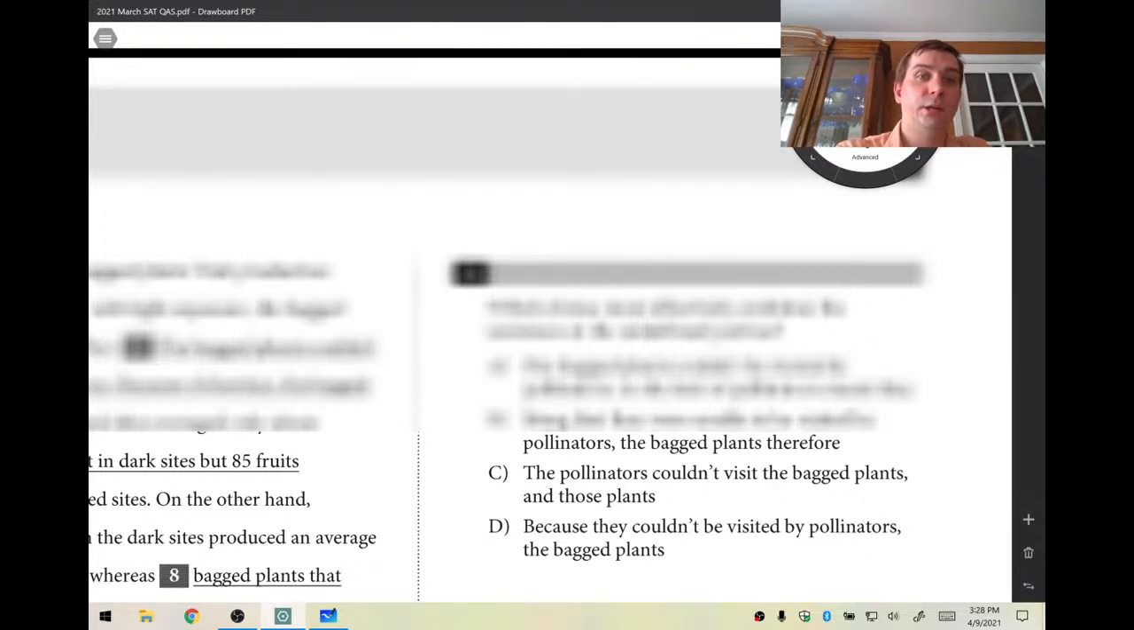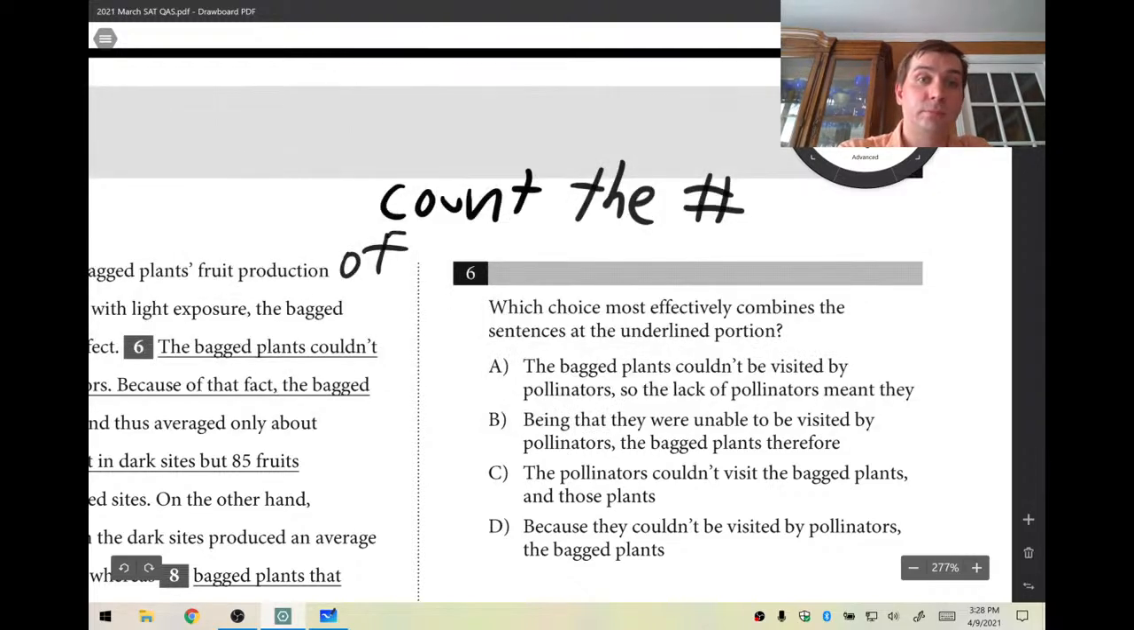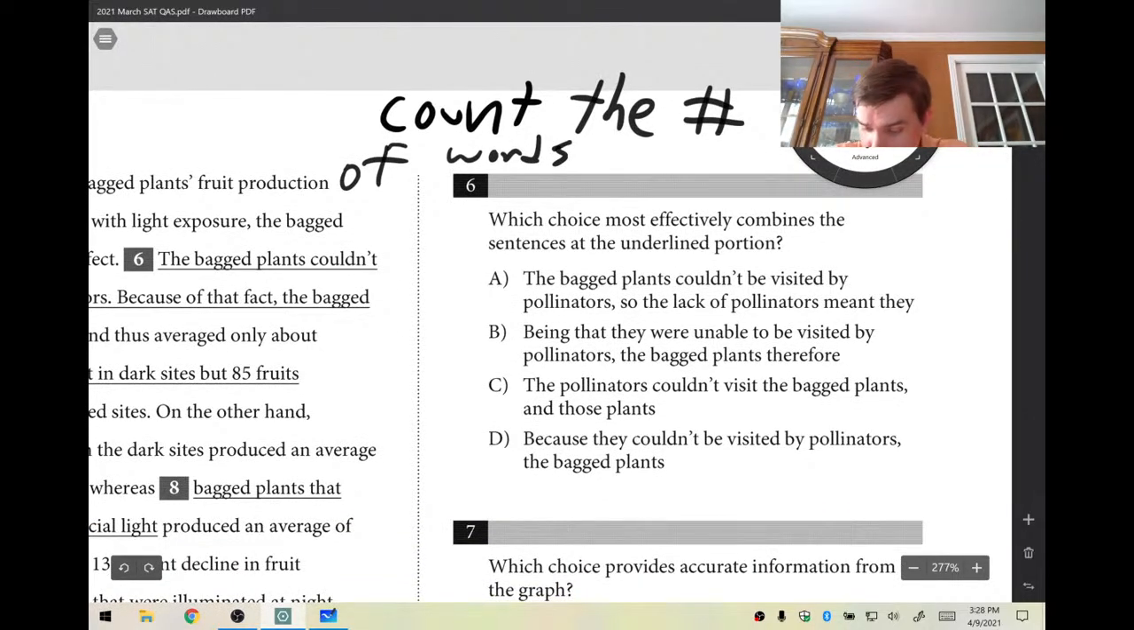What strategy? This one, the count the number of words strategy. So it's not cheating. Here's the count the number of words strategy. I'm just going to do it. Answer choice A was 15 words. Answer choice B was 14 words long. Answer choice C was 10 words long. And answer choice D was also 10 words long.